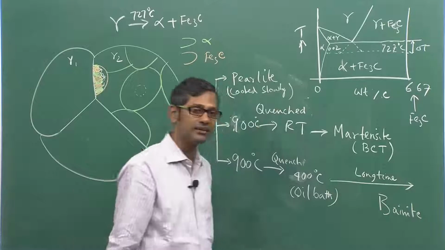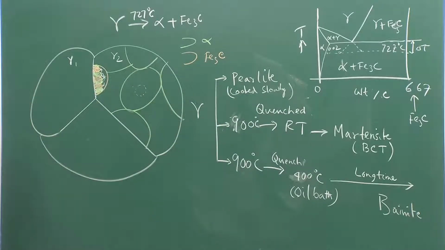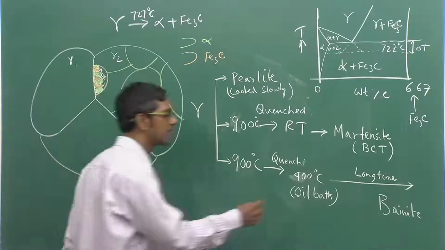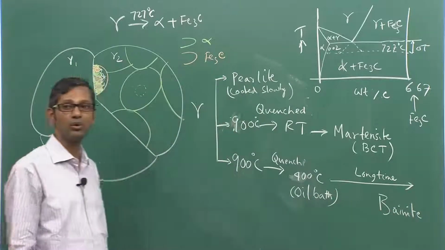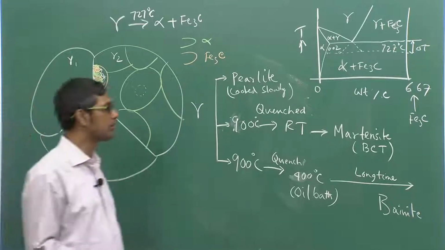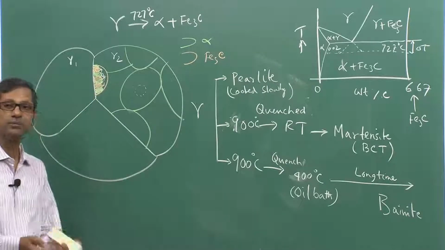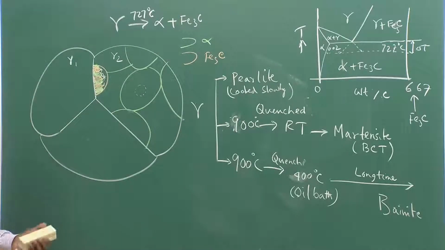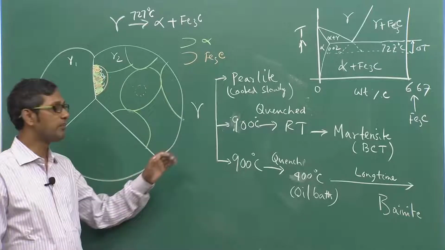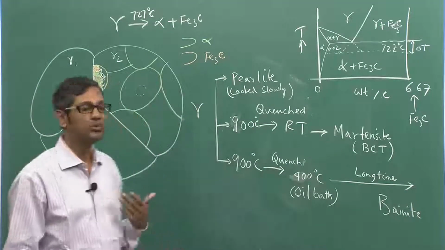Bainite is again a product consisting of both Fe alpha and Fe3C, but morphologically this is distinctly different from the pearlite; they do not look like lamellar structures. So I just wanted to tell you that these transformations indeed play a very important role for the steel metallurgy, because depending on the type of transformation product, properties do change.